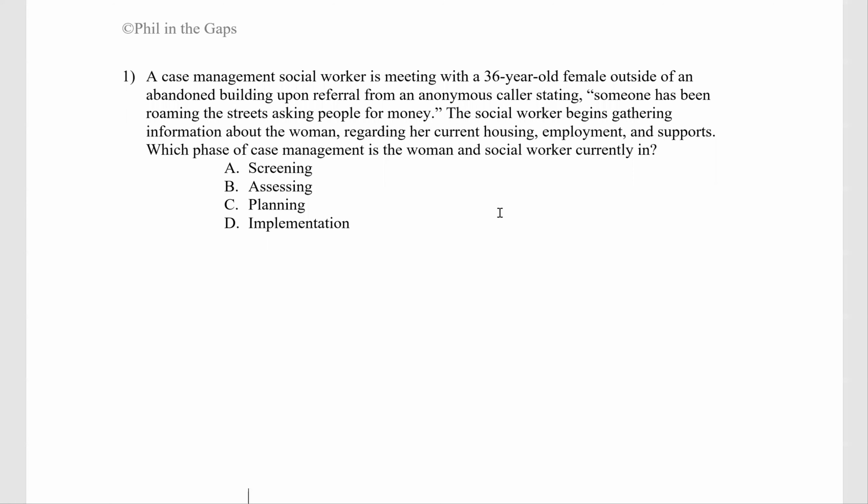Question 1. A case management social worker is meeting with a 36-year-old female outside in an abandoned building upon referral from an anonymous caller stating someone has been roaming the streets asking people for money. The social worker begins gathering information about the woman regarding her current housing, employment, and supports. Which phase of case management is the woman and social worker currently in? A, screening, B, assessing, C, planning, or D, implementation.